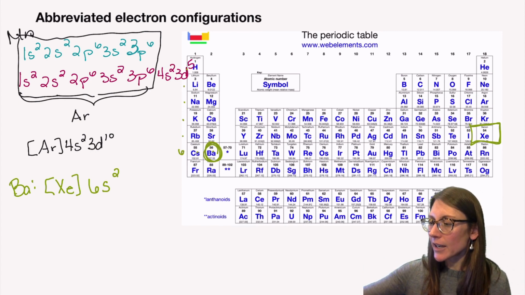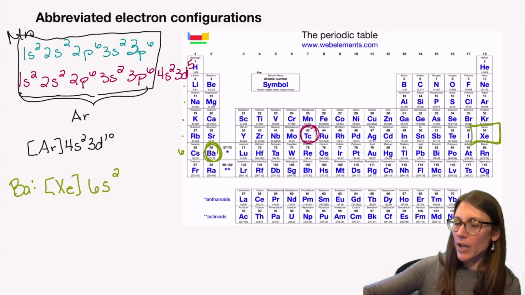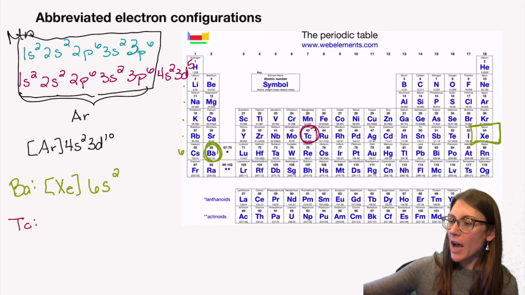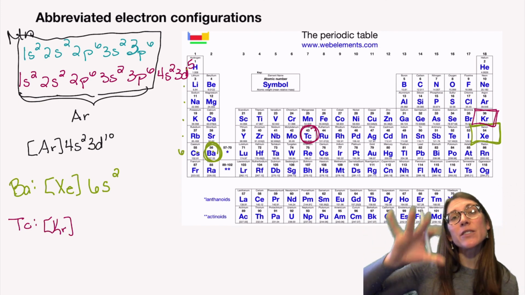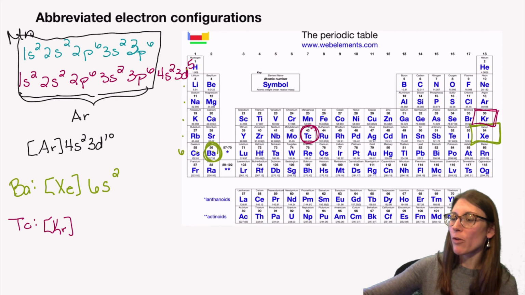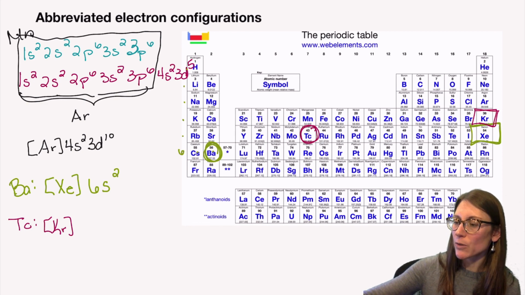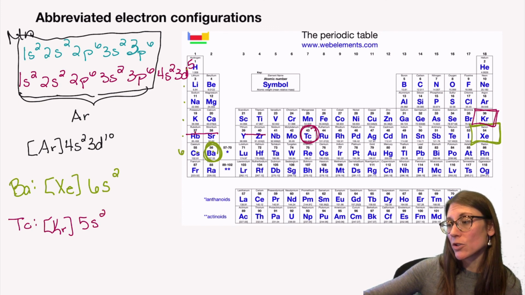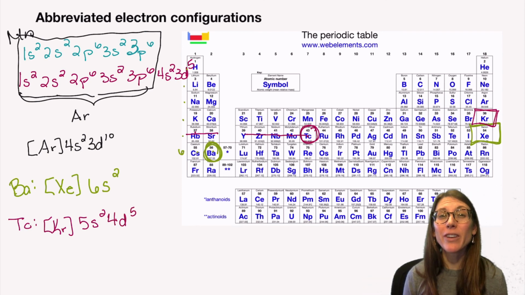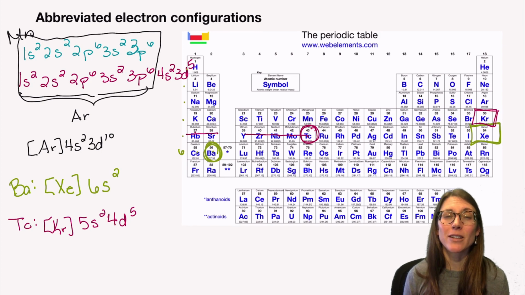Let's take technetium here. Okay, so for technetium, I again look up to the one row above, find the noble gas, which in this case will be krypton, and then just finish what's on the next row. What remains, just go left to right across this final row. So I have 5s2, because I'm 2 spots through that, and then 4d, 1, 2, 3, 4, 5. 4d5. So abbreviated noble gas configurations are amazing because they're so much faster.